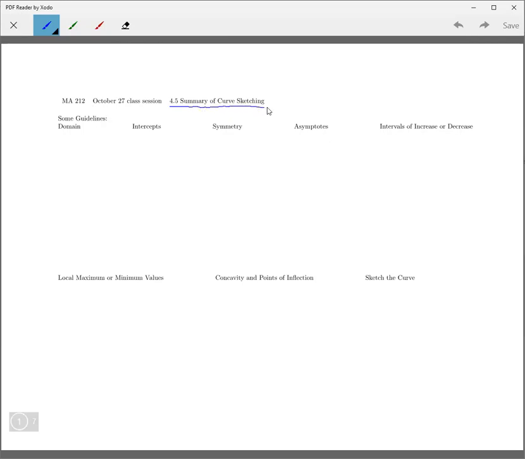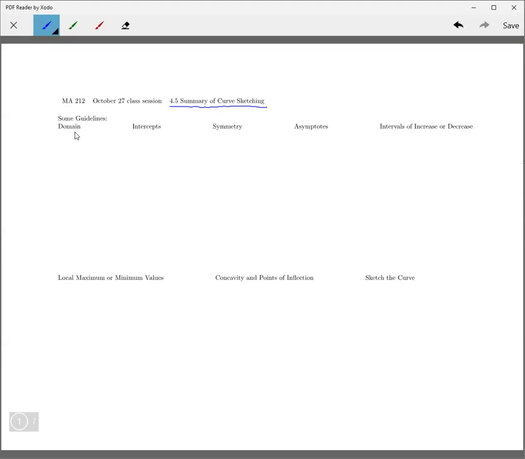1.5, Summary of Curve Sketching. So there's a few guidelines that they give us, but it's kind of all over the place. Which ones you use depends on the problem. Some of these are going to be harder or easier to find than others. If it's a different problem, then something that might be really hard with one particular graph would be easy with another one. So you just kind of have to play it by ear.